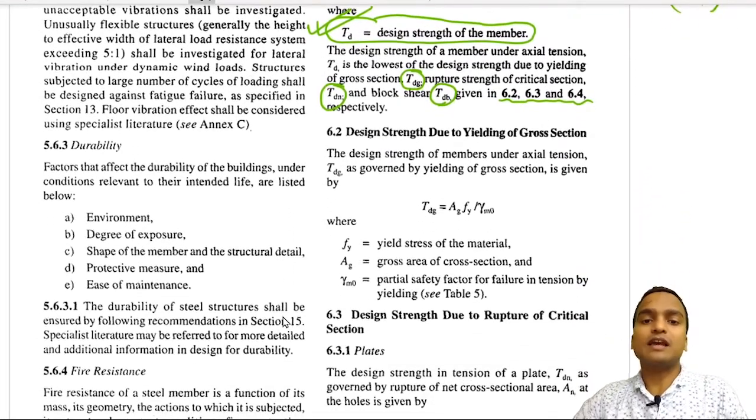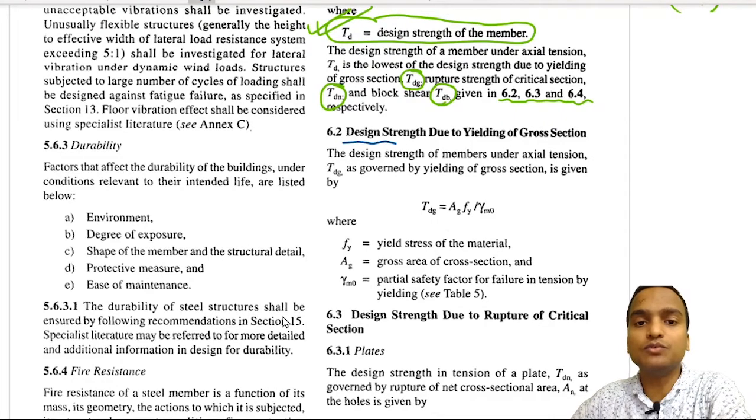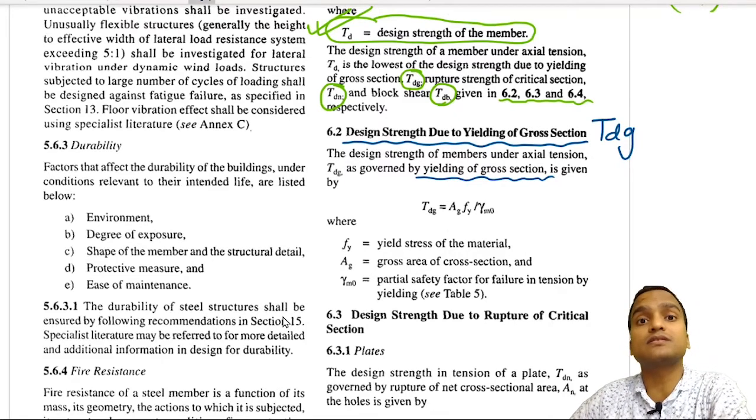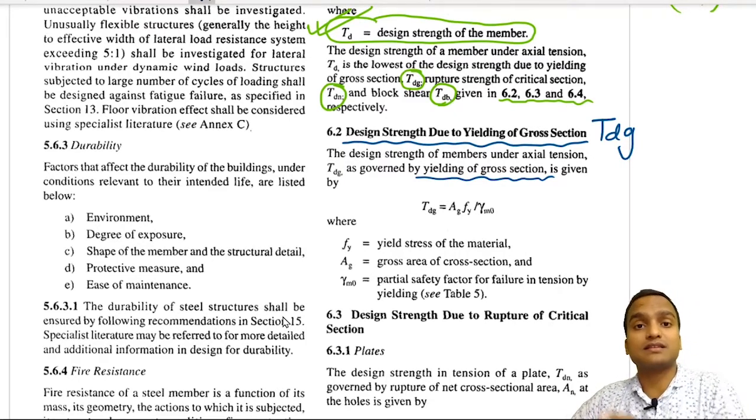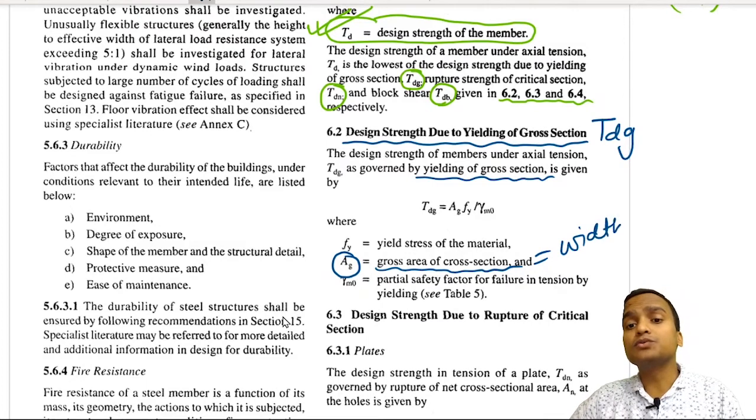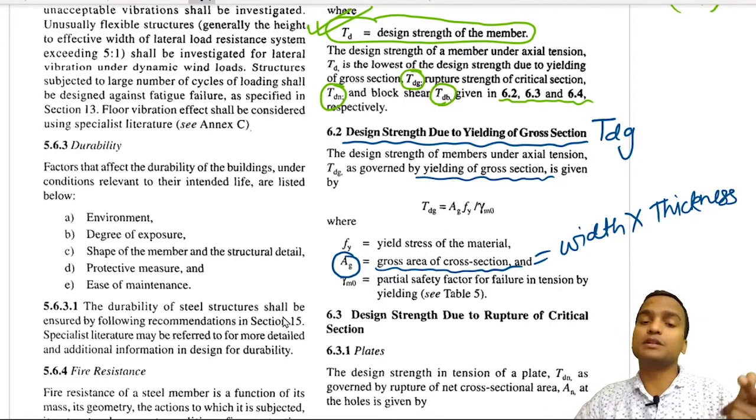First of all, let us calculate the design strength due to yielding of gross section, and this is very easy to understand. This is called Tdg, and it is governed by yielding of cross section. Here the cross section under consideration is that section which is without holes, that section which is beyond the joint. So we have to calculate Ag first of all. Ag is the gross sectional area, and this is equal to width of the member times thickness of the member. This is very easy to calculate and we can do it within a moment.